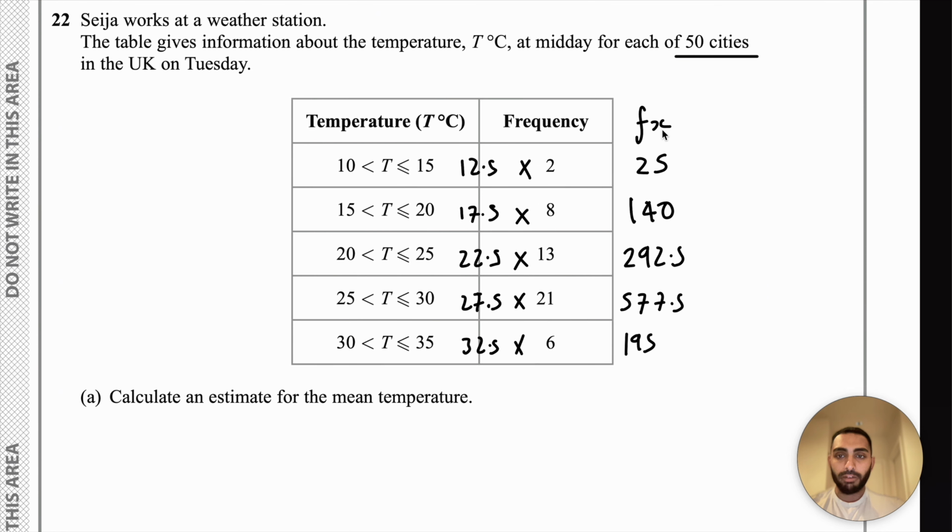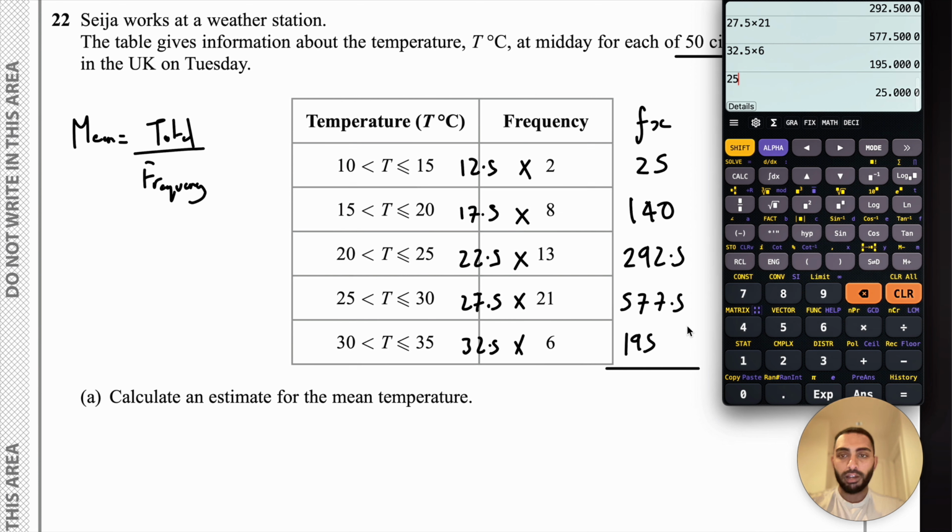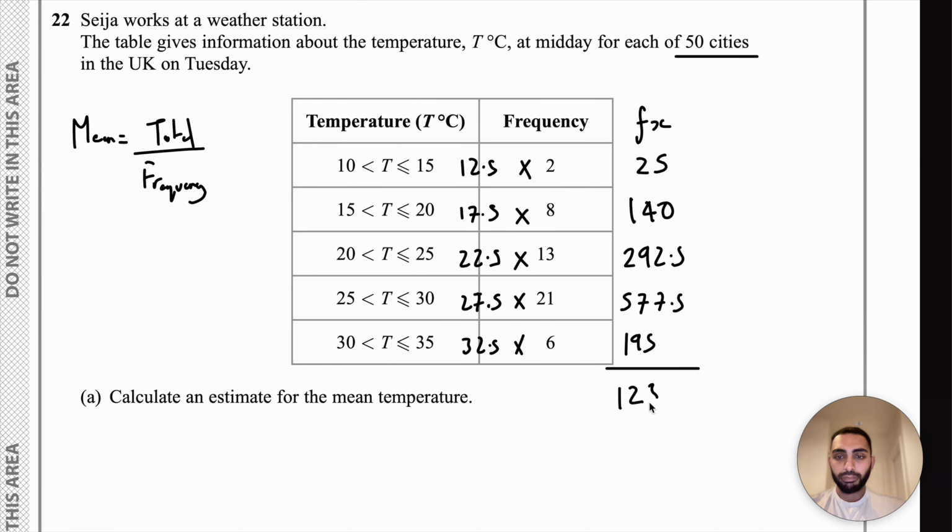Now that I've got all my fx values, we just need to think, how do we normally work out the mean? We find the total and we divide it by our frequency, how many numbers there are altogether. Here, our total will be this total of this fx column. So we need to add up all of these. Just type in these in carefully. 25, add 140, add 292.5, add 577.5, add 195. It's 1230. So we've got our total of our fx column. We need to find our total of our frequency column, but it actually tells us in the question the total of the frequency will be 50. So you don't have to work that out.